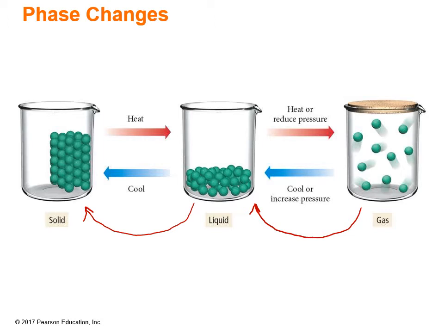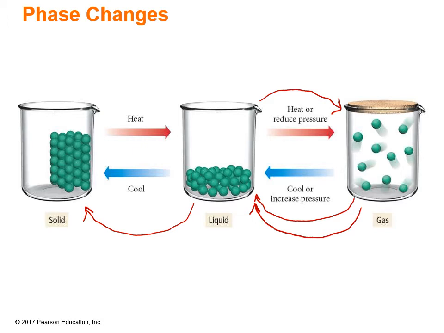However, we can also use pressure. So pressure helps to move the molecules closer together so that the forces between them become stronger. So if we increase the pressure in the container of a gas, we can force those molecules closer together. By increasing the pressure, we can also form a liquid. If we reduce the pressure on a liquid, we can give those molecules more room to move and therefore become a gas.